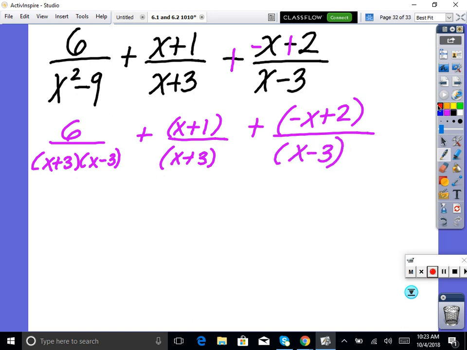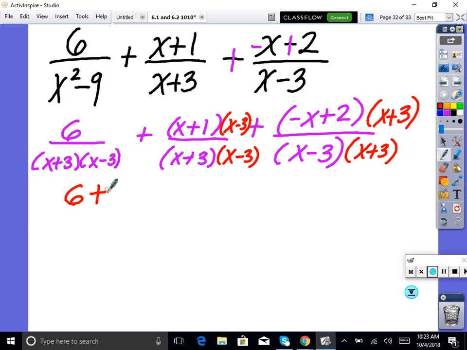Now your next step is to get a common denominator. X plus 3, x minus 3. X plus 3, so we need an x minus 3. This one needs an x plus 3. Your next step is to multiply out the numerator only. So 6, nothing happened to that. We have a plus sign. Now I'm going to distribute.